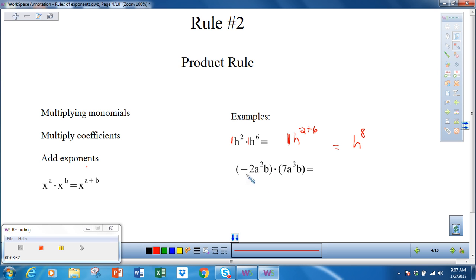Again, we multiply the coefficients. So -2 times 7 is -14. Make sure you're writing this in your notes. Then a squared times a cubed gives us a to the 5th. We have to remember that there's an understood 1 as the exponent here, so that becomes b squared. And that's our final answer. So remember, you want to multiply the coefficients and add the exponents.